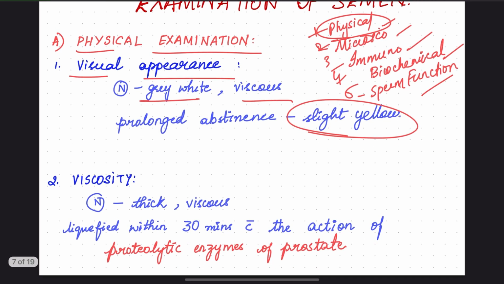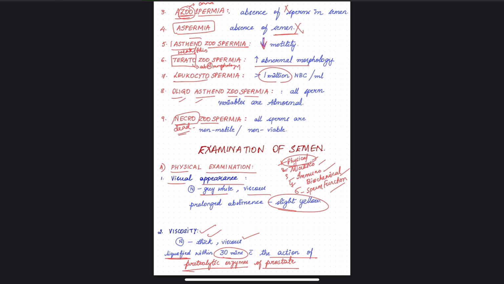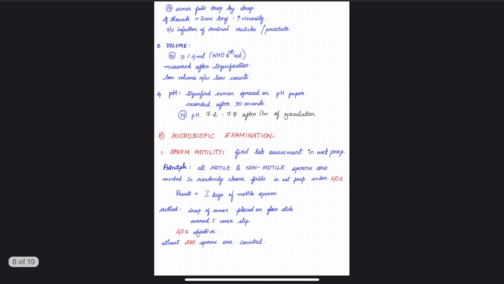Then viscosity: how thick it is. Initially semen is thick and viscous, and on standing, within 30 minutes, it liquefies. This is because the prostate produces proteolytic enzymes, which liquefy the thick viscous semen so that it can easily penetrate through the cervical passage.